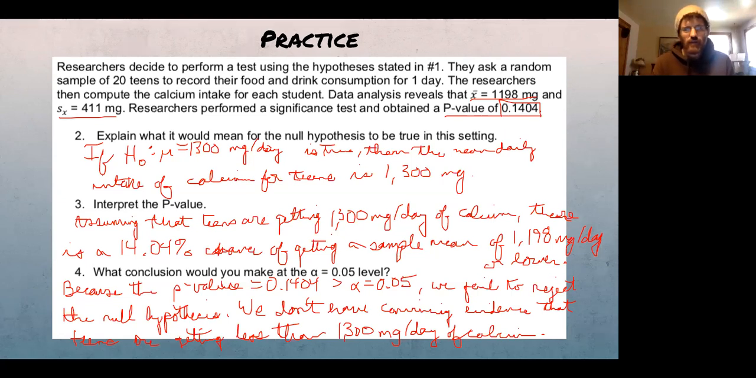So even though, yeah, we were 100 milligrams below in our sample, there's still a 14% chance of that happening by random chance, just because the 20 teens that were picked out happened to have slightly lower intakes. But we could have gotten a different sample that they got over 1,300. So this could have happened by random chance. And because our significance level was set at 0.05, we are looking for something that has a less than 5% chance of occurring. This does not, we don't reject the null hypothesis.